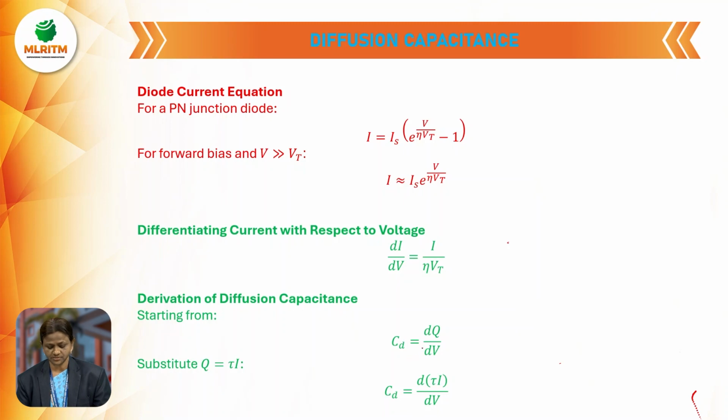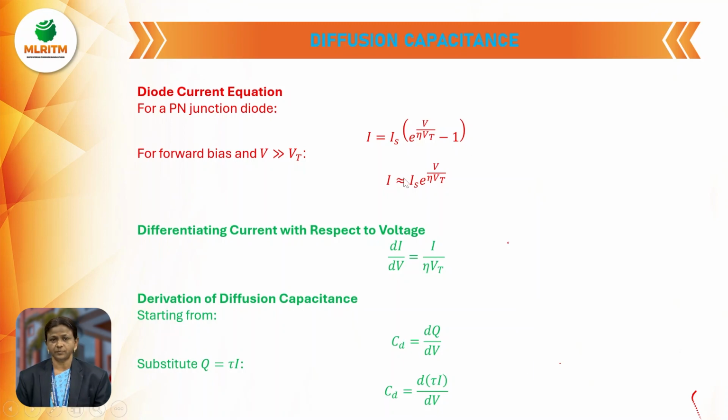So diffusion capacitance CD equal to dq by dv. Again q equal to tau into I. Here tau is nothing but carrier lifetime, which is a constant. Now substitute the q value, q equal to tau into I. Now differentiate I equal to I naught into e power v by eta vt with respect to v. Then this becomes I naught into e power v by eta vt by eta vt. I naught e power v by eta vt is nothing but current equation I. So then this becomes CD equal to tau I by eta vt only.